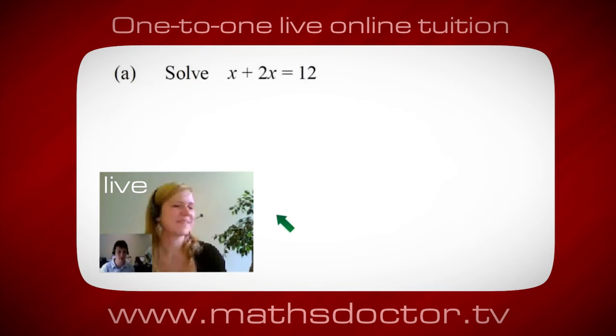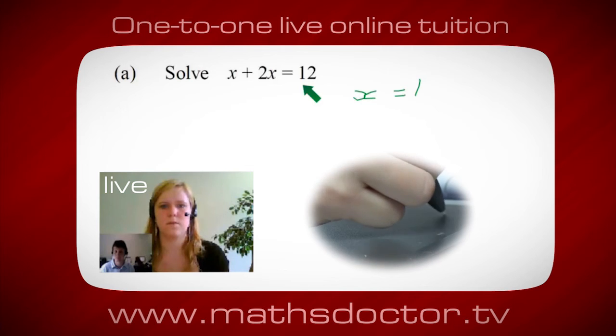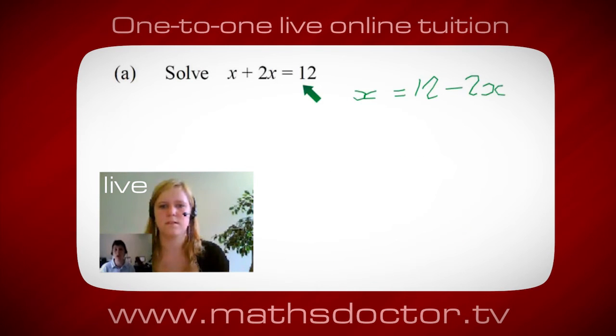So let's have a look at this one. So solve x plus 2x equals 12. So what do you think you do first? Okay, well I want x on its own, so I would put x equals 12 minus 2x. Okay, so a lot of the time we want to get x by itself, but what we want to do first is get all of these x's together.